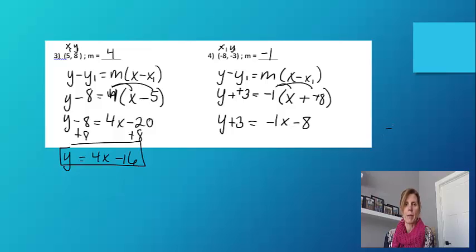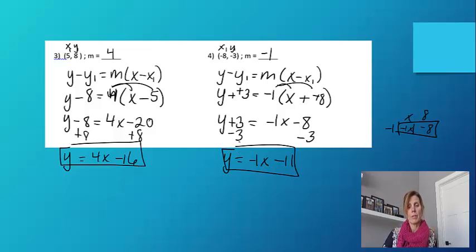If I did an area model, we'll have x, 8, negative 1 times x is negative 1x, and negative 1 times 8 is negative 8. So we get the same thing. And then from here, in order to make it say y equals, we will just subtract 3. So I will get y equals negative 1x minus 8 minus 3, which is minus 11. So hopefully you got that too.